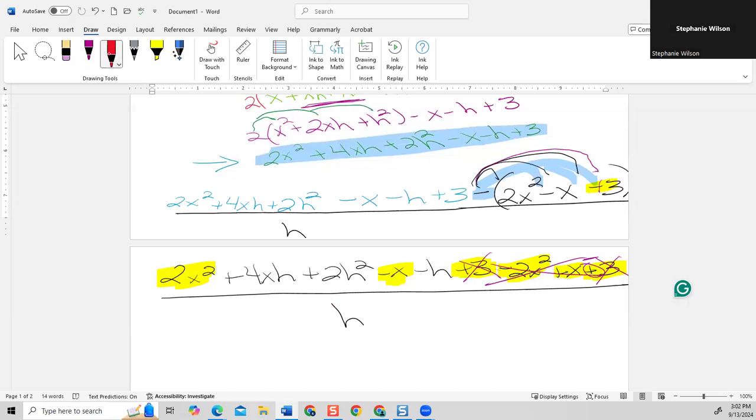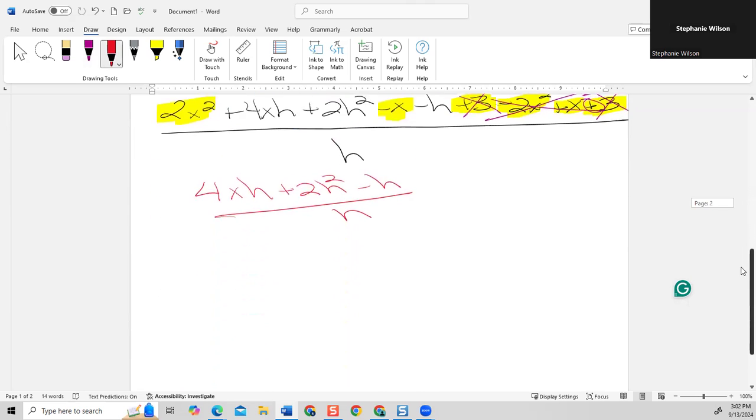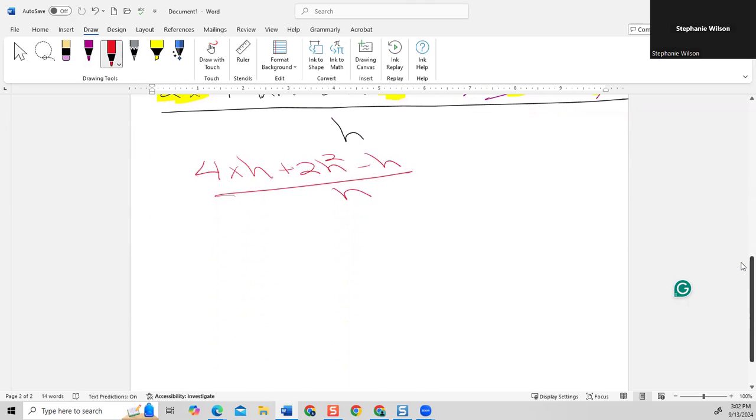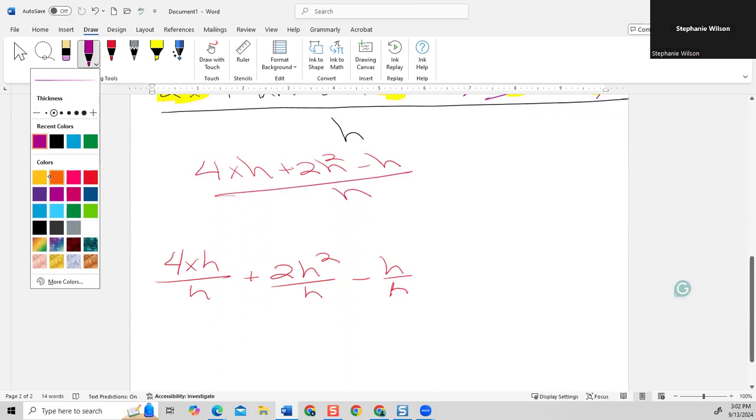And now I'm going to just rewrite it. So I got 4xh plus 2h squared minus h, all divided by h. So we're doing good. And you don't have to do this next step I'm going to do, but I like to do it this way. I like to break it down. I got 4xh over h plus 2h squared over h minus h over h. And now I want to reduce. And I see that I can reduce by the h's.